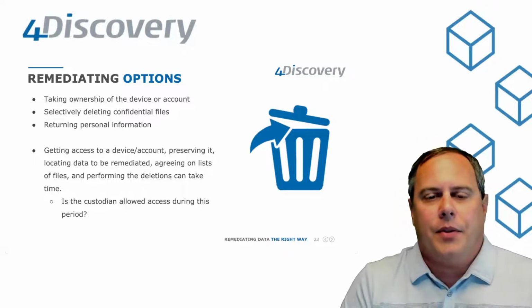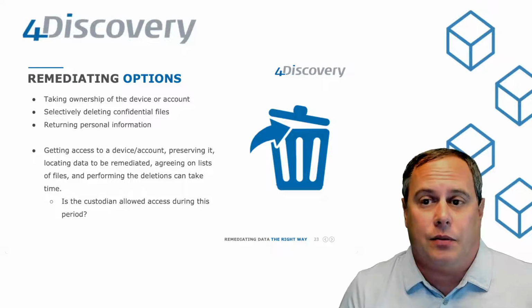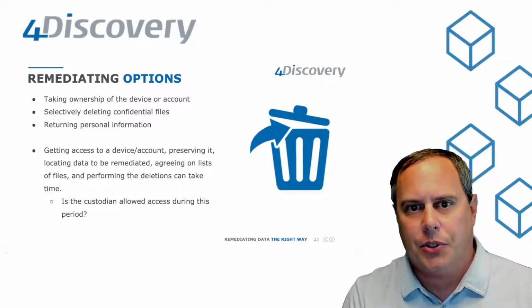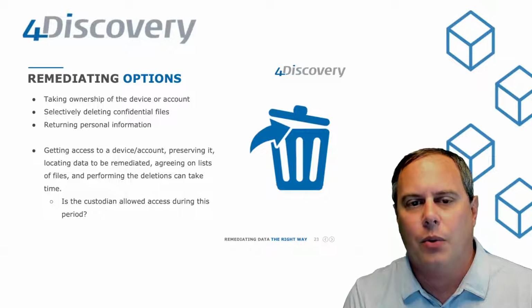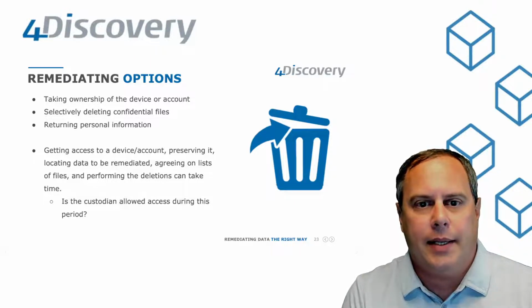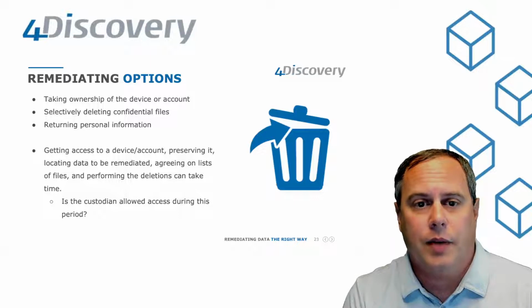There are methods for selectively deleting the confidential files, right? File list, hash values, search terms, and then using that sort of find, search, and destroy method to delete and overwrite that data. We talked about the option of just returning personal information. If it's been intermingled with company data, you can keep the whole device and all the company data and just return personal info.